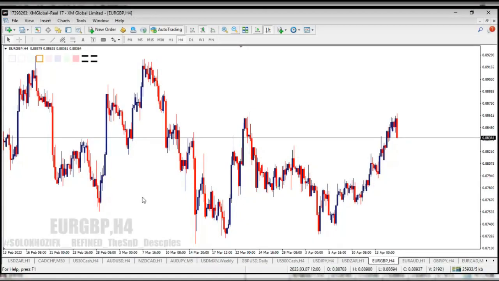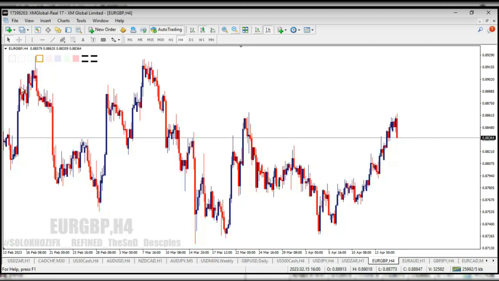Okay, let's begin. So for starters, we know that before doing anything on every pair that you look at, it is very essential that you identify or map out your market structure first, in order for you to track the overall direction of the market on that particular pair that you are looking at.